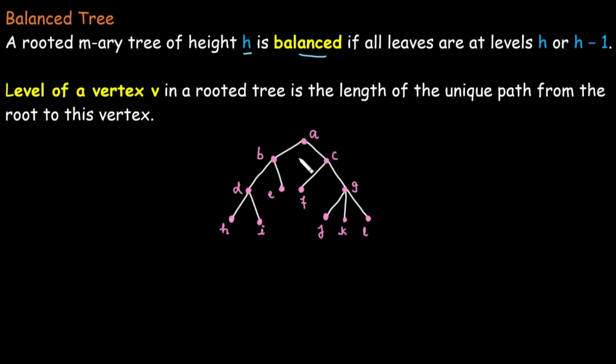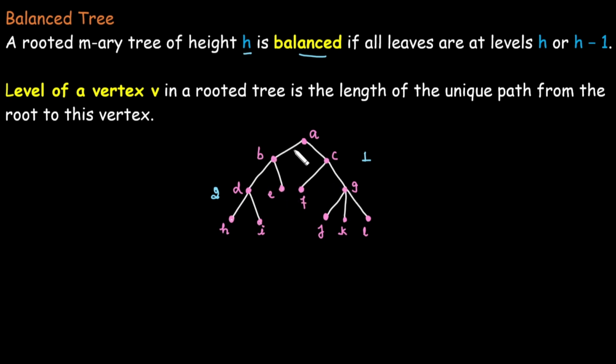For example, in this case, B and C are at level 1 because the number of edges from the root to these vertices is 1. For vertex D, the number of edges from D to A is 2. So in this case, it is at level 2. Similarly, you can check for vertices E, F and G.